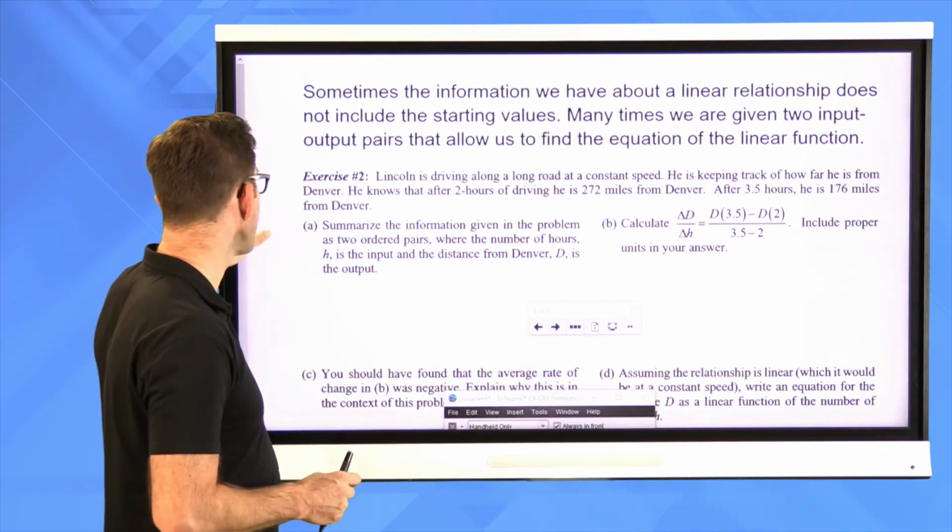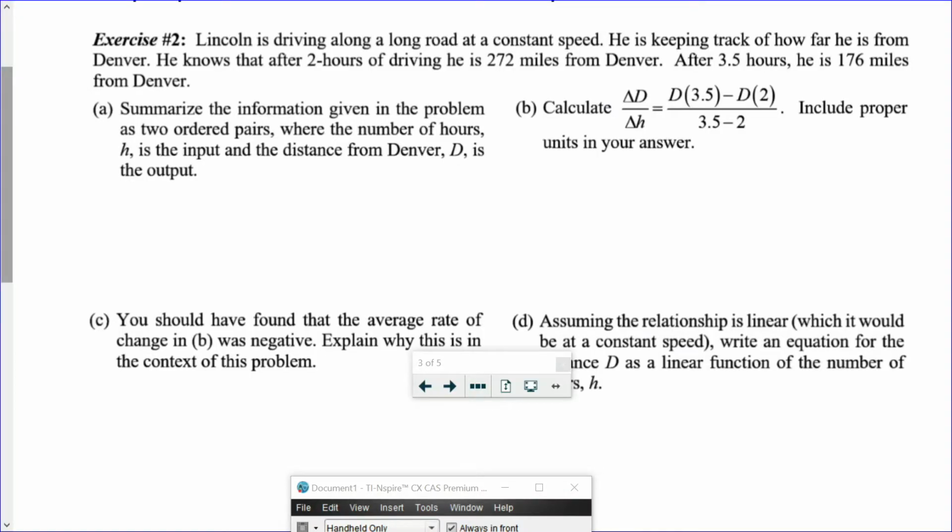So let's take a look at exercise number 2. Lincoln is driving along a road at a constant speed. He is keeping track of how far he is from Denver. He knows that after 2 hours of driving, he is 272 miles from Denver. After 3.5 hours, he is 176 miles from Denver. Letter A, summarize the information given in the problem as two ordered pairs where the number of hours h is the input and the distance from Denver, d, is the output.